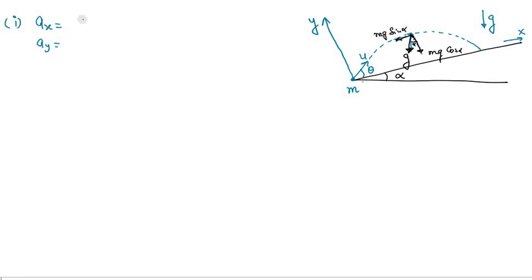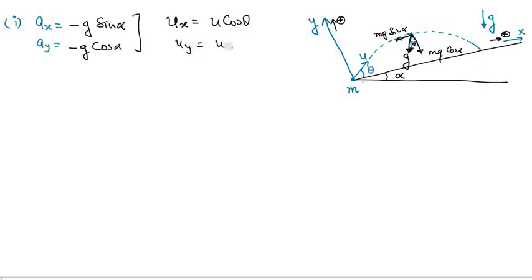So your x acceleration, which was initially 0, is now minus g sin alpha, minus because I am taking this to be the positive direction of x and this the positive direction of y. Your ay is also negative, equal to minus g cos alpha. That is the biggest change we have seen here. Your ux will remain the same, u cos theta, and your uy will remain u sin theta.